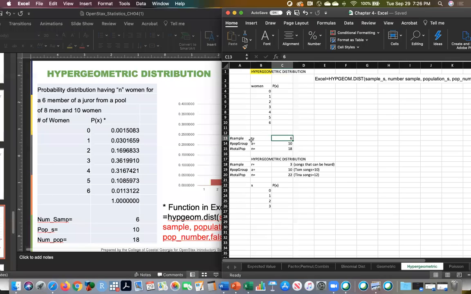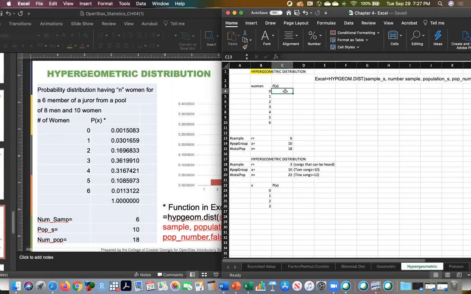So here, the committee has to be made out of 6 people. This is the sample size. Then for the population, I am interested in the number of women, so I'm going to have 10 women here. And my total is going to be 18 people. That's the population size.